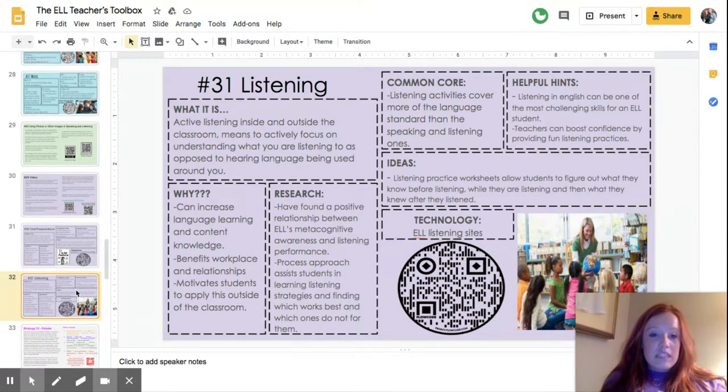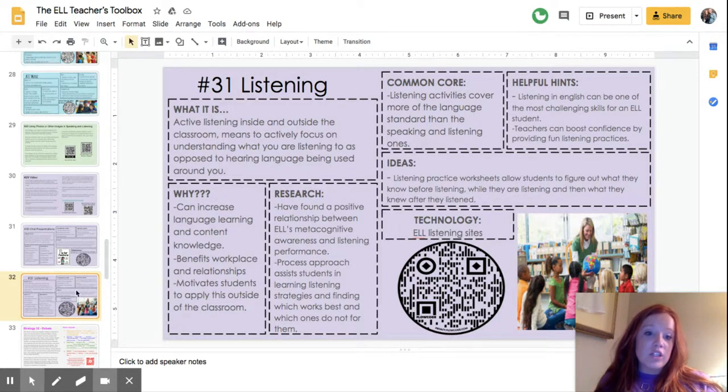Some hints for listening in the English language classroom: it can be one of the most challenging skills for English language learners. It is hard for them to listen to a language that they may not be super familiar with, and teachers can boost confidence by providing fun listening practices so that the students who are English language learners can be involved and be active and love what they're learning about instead of just listening to it.